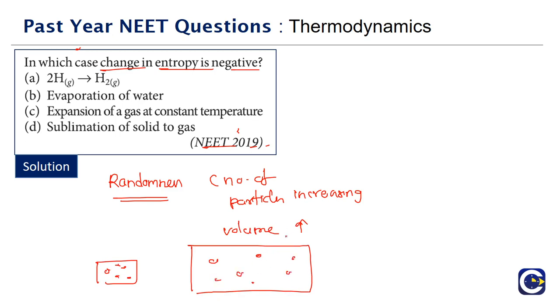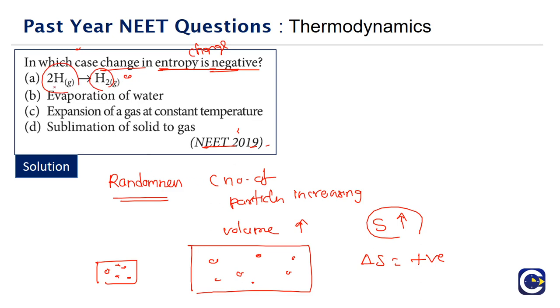So when volume is increasing, this represents an entropy increase, meaning the entropy change will be positive. Here the question is, in which case is the entropy change going to be negative? When they say entropy is negative, they are talking about the entropy change of the process. Look at the first option A: 2 hydrogen atoms are becoming 1 hydrogen molecule, gas particles.